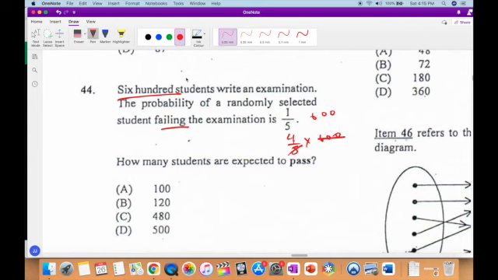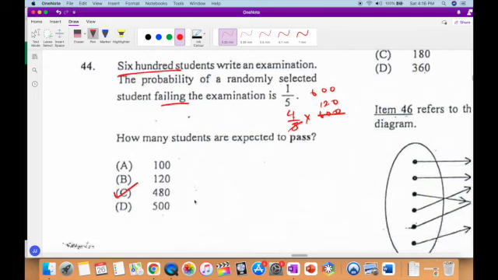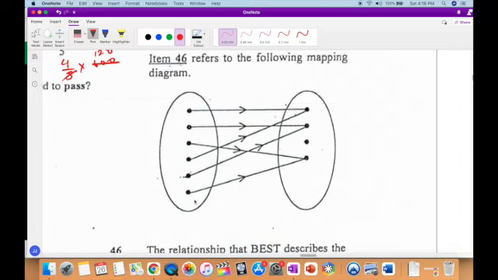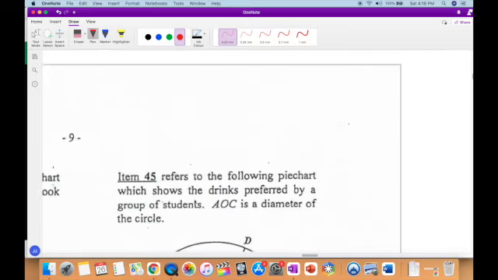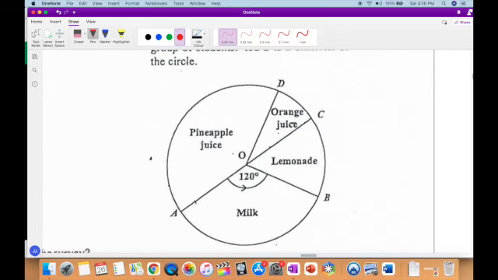5 times 12 is 60, right? So this is 120. Yeah, so 600 divided by 5 is 120 times 4. Well, 12 fours are 48. So 480 students are expected to pass here. We're almost done, guys, almost done. And you can see here we'll barely make the hour and a half.